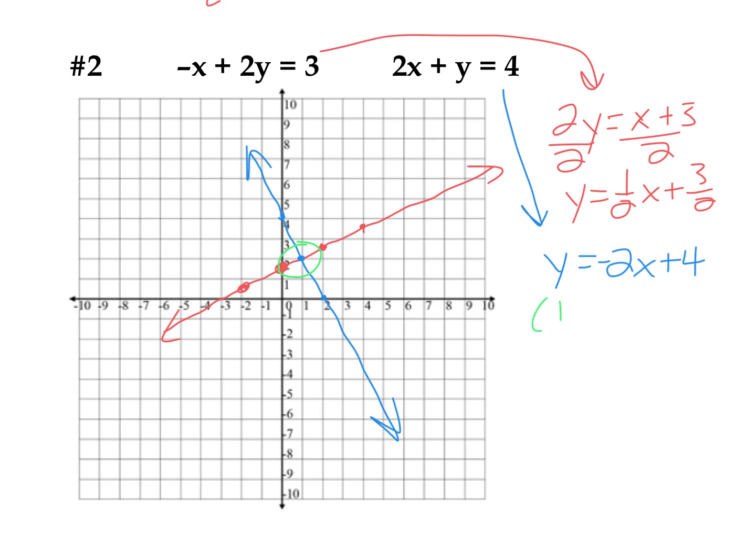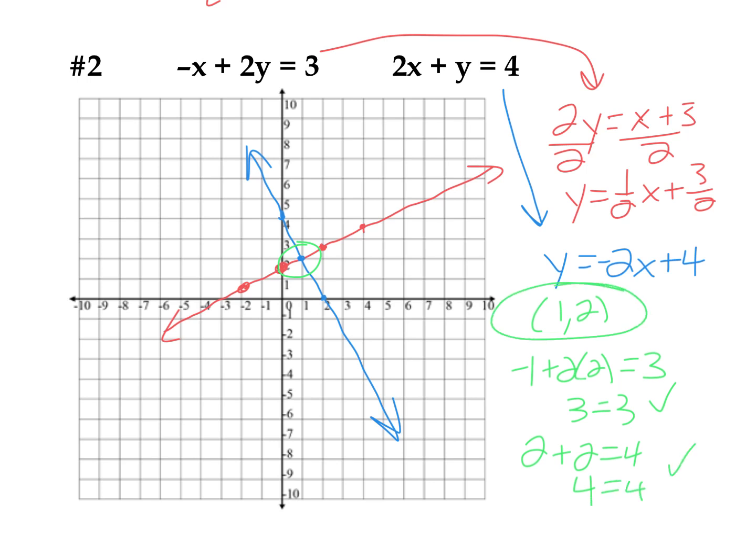That's 1, 2. If I plug that into the first equation, I get negative 1 plus 2 times 2 equals 3. That's 3 equals 3. That checks. I could plug it into the second equation: 2 times x, so 2 times 1 is 2, plus y is 2, equals 4. So that's 4 equals 4, and that also checks. So I would know that that's a correct solution.